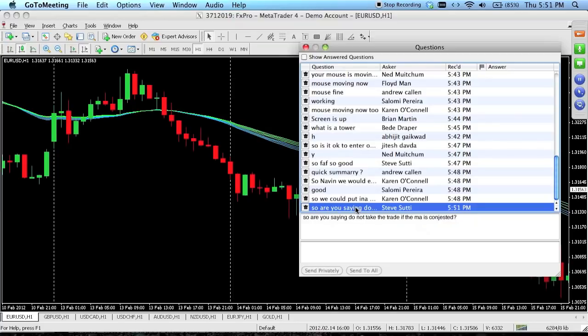If you are taking it when it's congested, it's considered an aggressive trade. When it's congested, you're most likely in a sideways market. So this will help you filter the sideways market momentum. Okay? So do not trade in a congested MA. Okay, let's continue here.